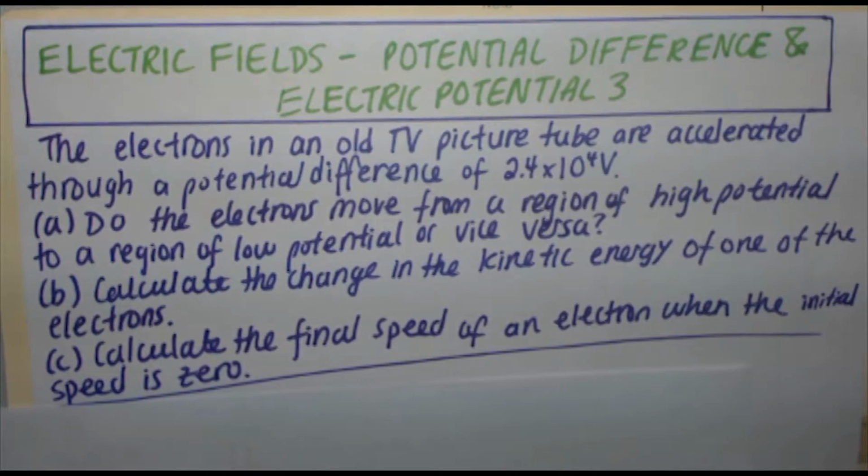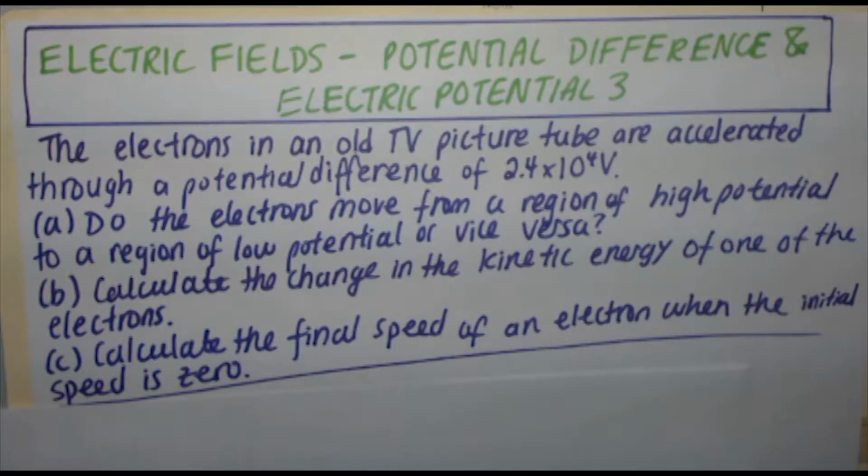Guys, let's do a third potential difference and electric potential problem. The electrons in an old TV picture tube are accelerated through a potential difference of 2.4 times 10 to the 4 volts. A. Do the electrons move from a region of high potential to a region of low potential or vice versa? B. Calculate the change in the kinetic energy of one of the electrons. And C. Calculate the final speed of an electron when the initial speed is 0.